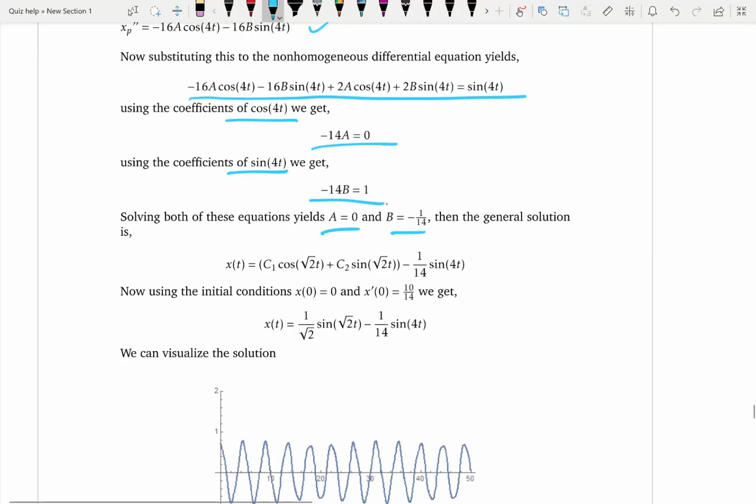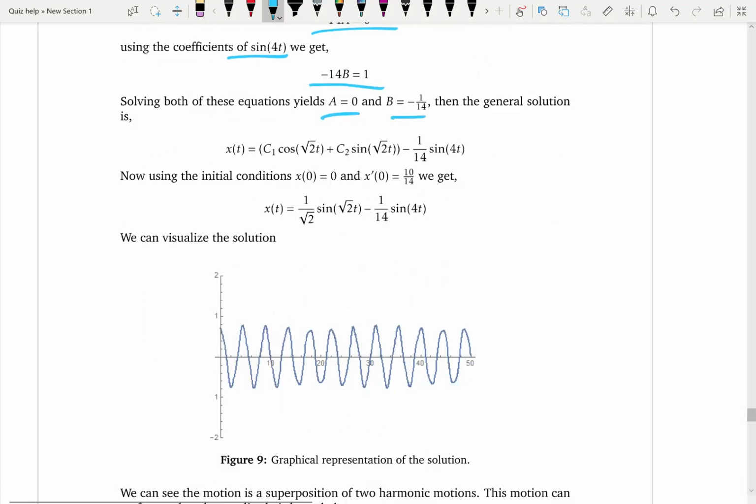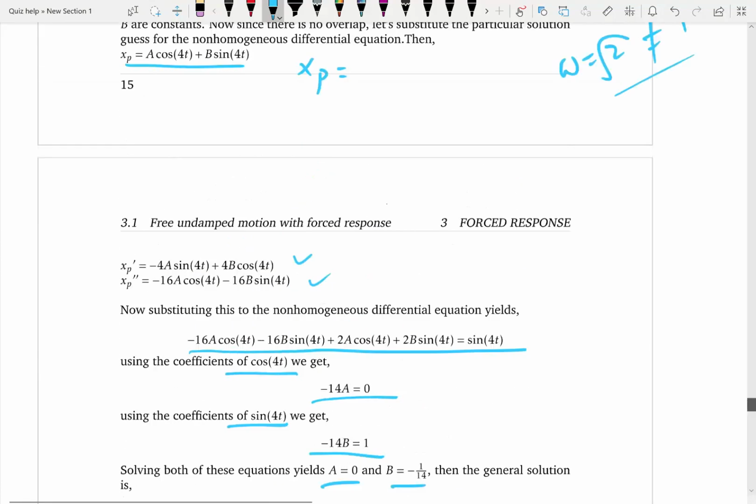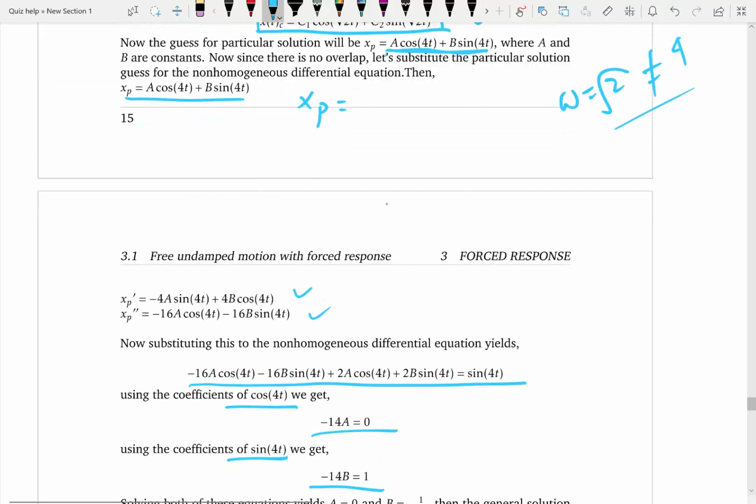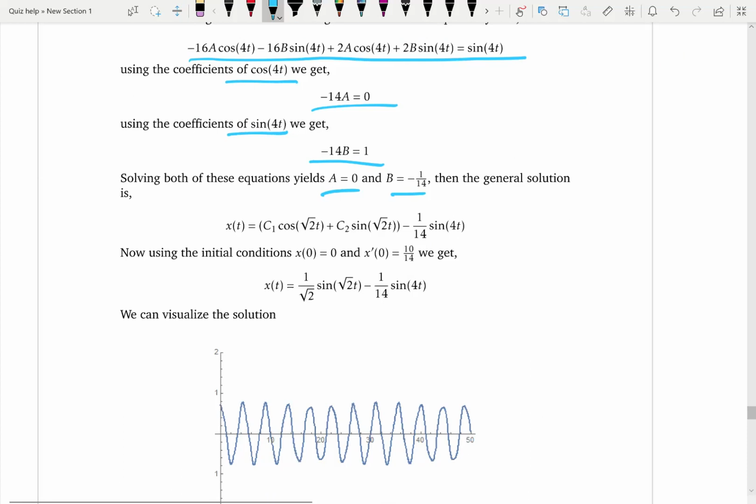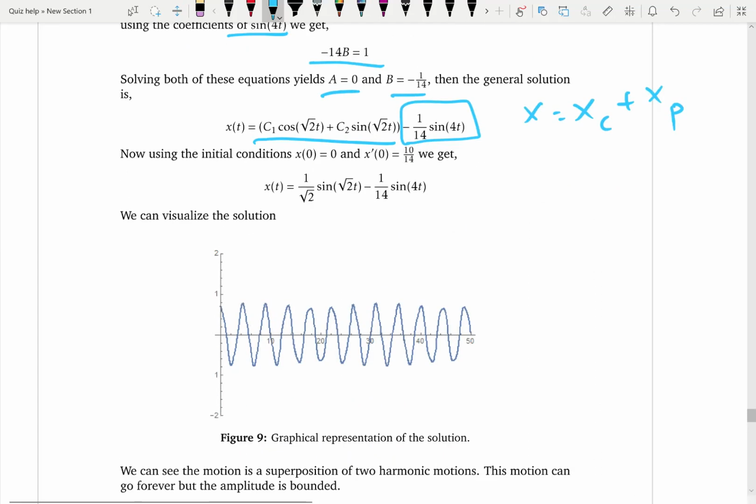I suggest you pause the video and try to do the problem by yourself. But anyway, the particular solution: A is 0, and B is negative 1 over 14. So we say A cosine 4t plus B sine 4t, A is 0, so we do not have this term. B is negative 1 over 14. So this is the particular solution, and this is the complementary solution. So the final solution is complementary solution plus particular solution. I'm really interested in what happens after that.